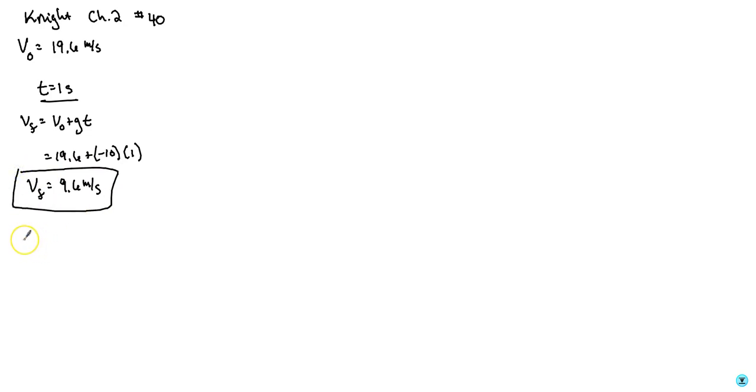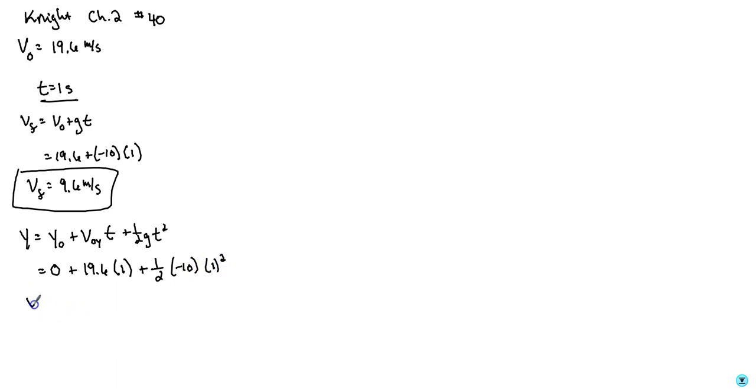Then to find the position, or its height after that, we're going to do y is equal to y sub o plus v sub o y t plus 1/2 g t squared. 0 plus the initial speed was 19.6. It's been in the air for 1 second. So plus 1/2 negative 10 and then 1 squared. So when we do that, we find that the height after 1 second is 14.6 meters.